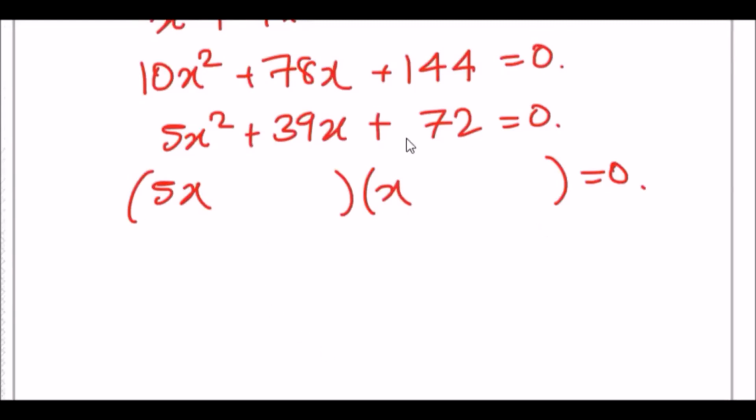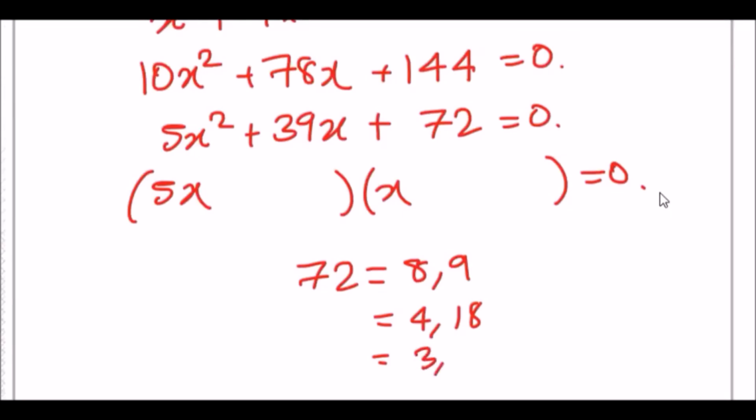Now we need to find the correct pairs to solve this. So we need two numbers that multiply to make 72. Let's think. Well, we have 8 and 9. What else do we have? We also have 4 and 18. Cool. Anything else? 72 is also divisible by 3, right? So yeah, 3 and 24.